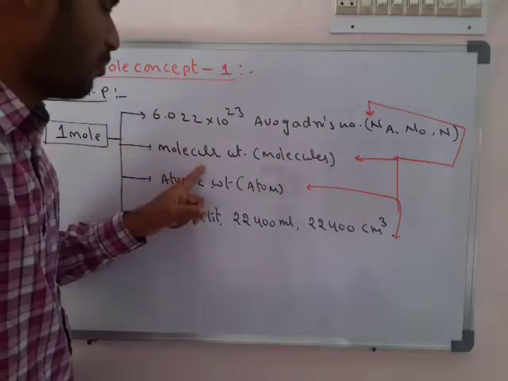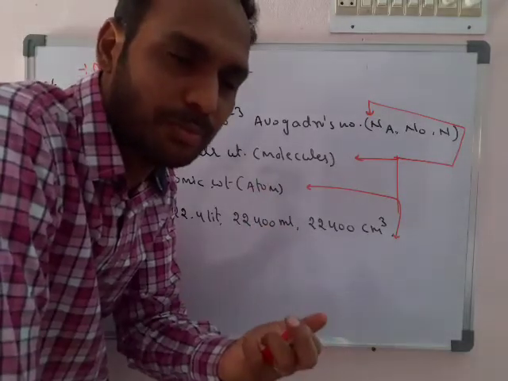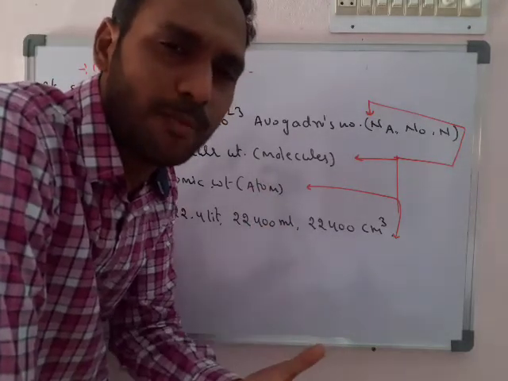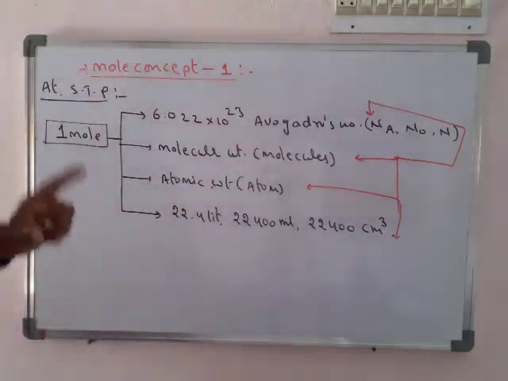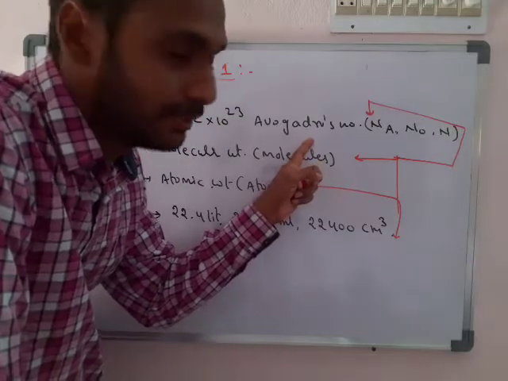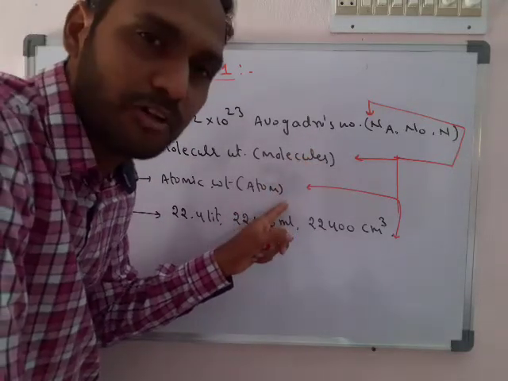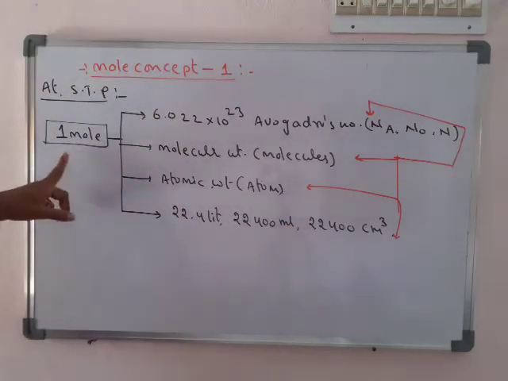Means molecular weight, a compound molecular weight amount తీసుకున్నప్పుడు at STP, it occupies how much value, the same 22.4 liters. Means all these 5 factors are interrelated. It is in terms of number. These two are in terms of mass, it is in terms of volume, it is in terms of moles.